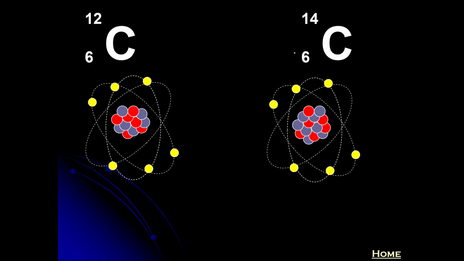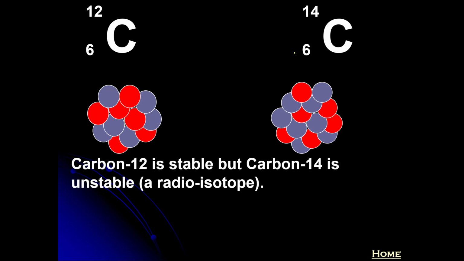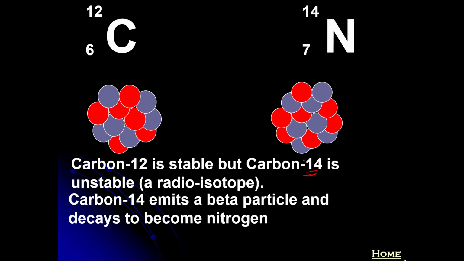Another example is carbon. We have carbon-12, we have carbon-14. As we shall see later on, carbon-12 is the stable one, but carbon-14 is unstable. We shall talk about this when we look at half-life. For example, in case you want to determine the age of the first man, for how long he has been dead, we call that carbon dating. So we use carbon-14, and that is why it is very important. Carbon-14 emits a beta particle and decays to become nitrogen. You shall see this later on.